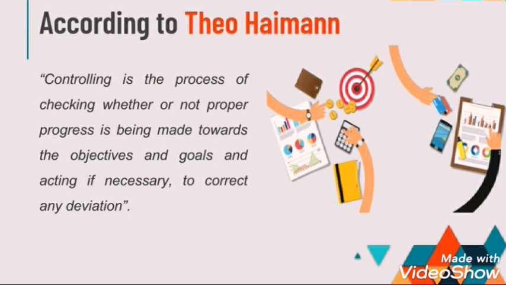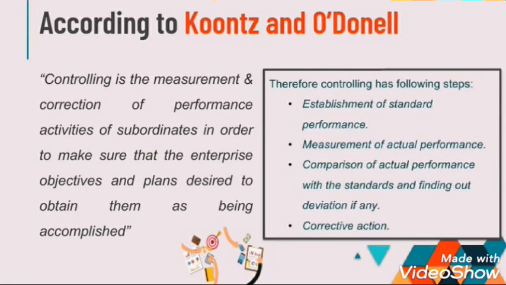According to Theo Haimann, controlling is the process of checking whether or not proper progress is being made towards the objectives and goals, and acting if necessary to correct any deviation. According to Koontz and O'Donnell, controlling is the measurement and correction of performance activities of subordinates in order to make sure that the enterprise objectives and the plans devised to attain them are being accomplished.